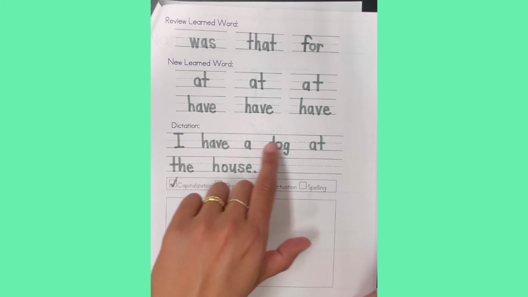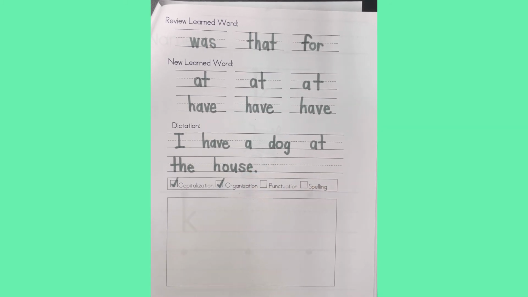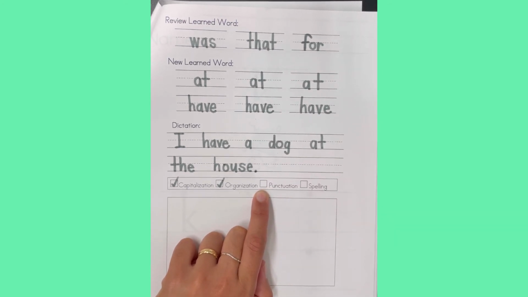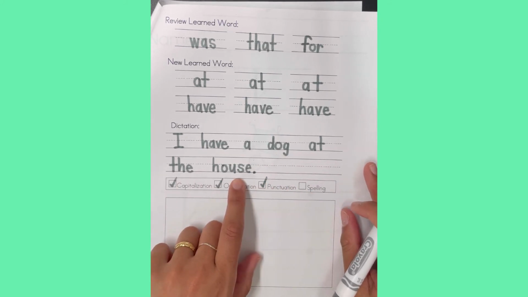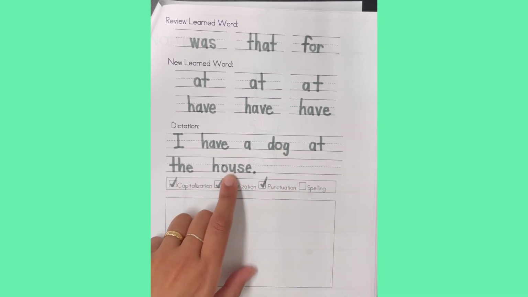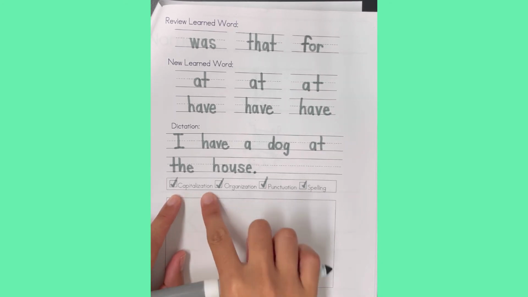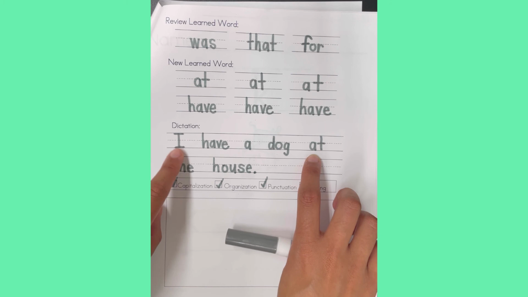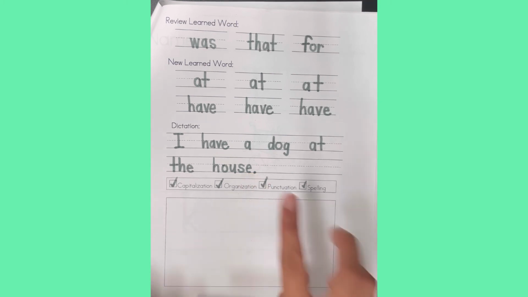If you put a capital, good job, you can mark that off. If you made sure that you have one finger space, good job, you can check that off. If you put a period at the end of your sentence, good job, you can check that off. And if you tried your best and you wrote your sight words the correct way, and you sounded out the two words, good job, you can check that off. Sorry, I forgot to mention, you also have to make sure everything other than the beginning of your sentence is lowercase. So if you did, then you get to check that off.